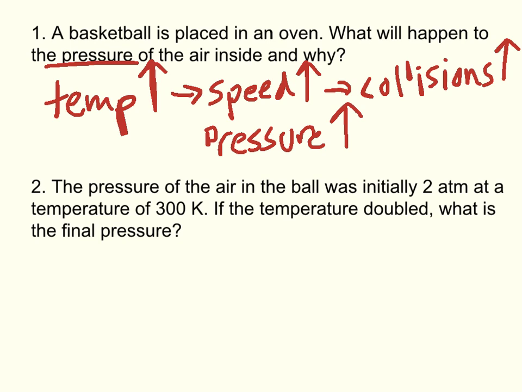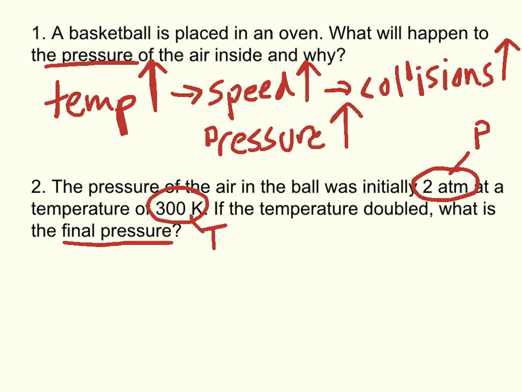Number two is a quantitative problem. Number two says the pressure of the air inside the ball was initially 2 atm at a temperature of 300 Kelvin. If the temperature doubled, what is the final pressure? Okay, so let's go ahead and see what we have. Our givens are ATM, which we know is for pressure, and K, which is for temperature. So we're dealing with just pressure and temperature here.